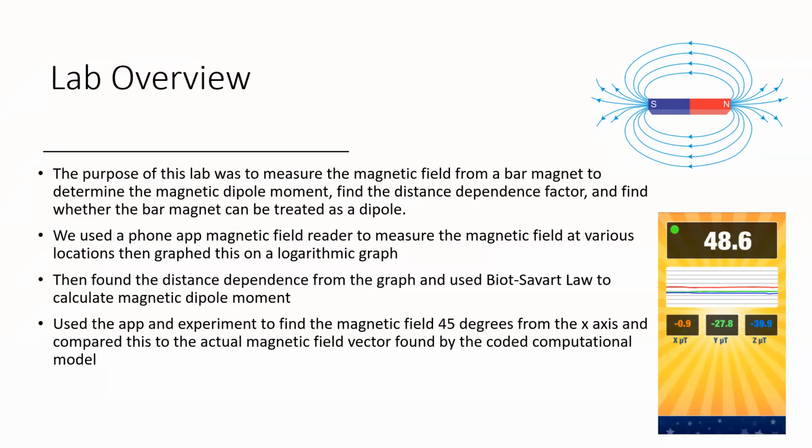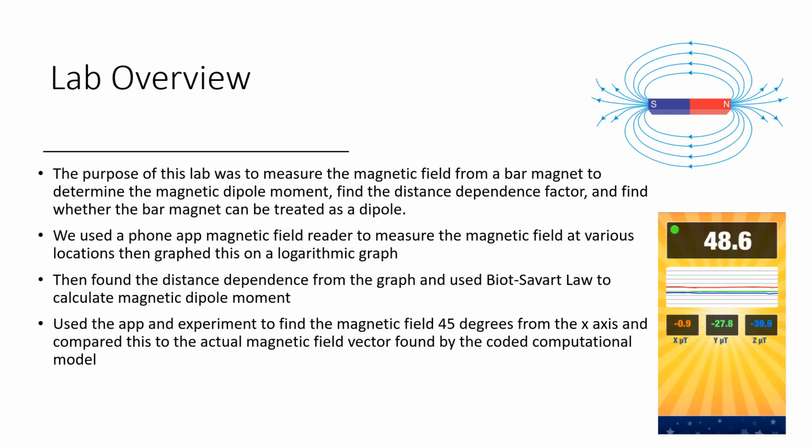So the overview for this lab. The purpose of this lab was to measure the magnetic field from a bar magnet to determine the magnetic dipole moment, to find the distance dependence factor, and find whether a bar magnet can be treated as a dipole or not. So we used the phone app magnetic field reader to measure the magnetic field at various locations, and then we graphed this on a logarithmic graph to linearize our data. We then found the distance dependence from the graph, and we could use the Biot-Savart law to calculate the magnetic dipole moment from the graph as well.